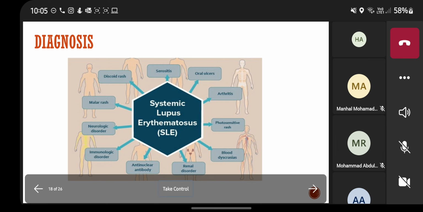To diagnose systemic lupus erythematosus, 4 or more criteria should be met from these 11: discoid rash, malar rash, neurological disorder like psychosis or seizure, immunological disorder, serositis, oral ulcer, arthritis, photosensitive rash, blood disorders, renal disorder, and positive anti-nuclear antibodies. So if 4 or more criteria are met and ANA is positive, we confirm the diagnosis.